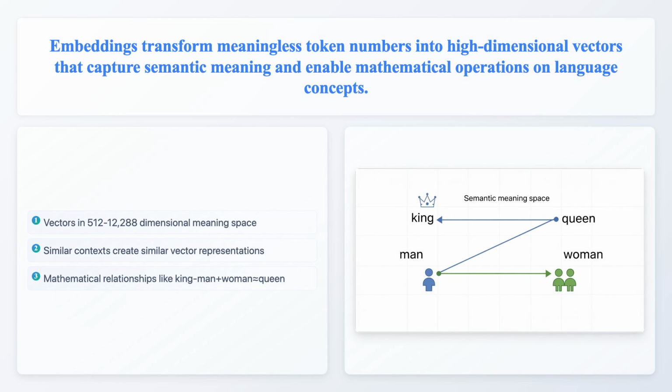These embeddings typically have dimensions ranging from 512 in smaller models to 12,288 in GPT-4. Each dimension captures different aspects of meaning. Some might encode gender, others might capture abstract concepts like royalty or profession. For data scientists, this embedding space is where transfer learning happens. Pre-trained embeddings capture years of language understanding, which is why fine-tuning works so effectively. The embedding layer is also where most of a model's parameters live. In GPT-3, roughly 50% of the 175 billion parameters are in the embedding matrices.